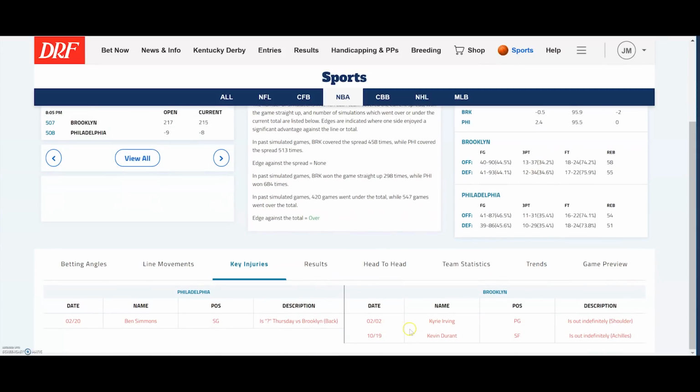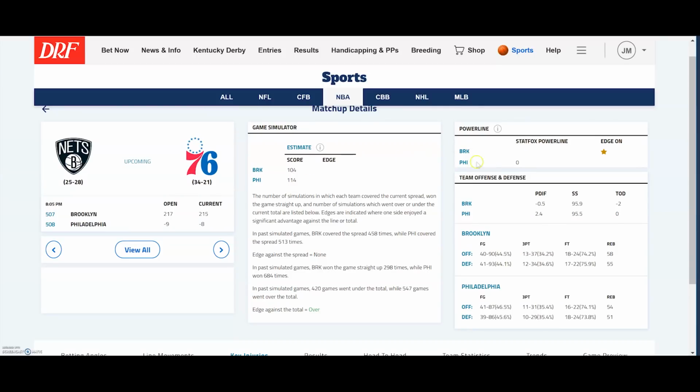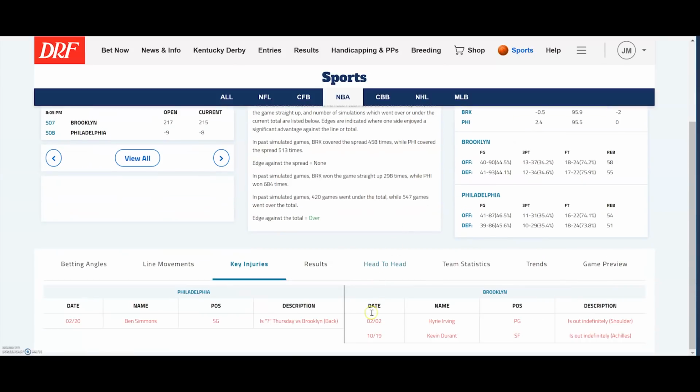projections here. However, the more recent injuries, the Ben Simmons injury with his back being questionable for tonight, along with the Kyrie Irving shoulder injury from a couple weeks back, you pretty much have to factor these in as you calculate the simulator and power line edges. In this case, I think it's pretty much a wash.